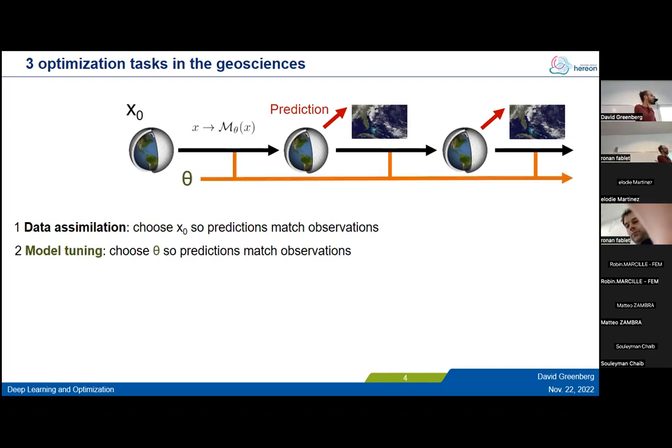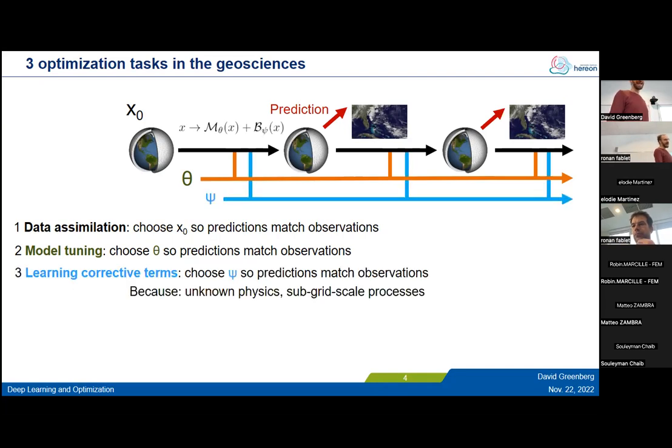The second we might like to do is model tuning. So given a model class which has some free parameters, which might represent something like a diffusion coefficient in turbulent heat exchange, or the rate at which ice crystals fall in clouds, or the albedo of fresh snow, or anything like that, we want to choose these so that our predictions match observations.